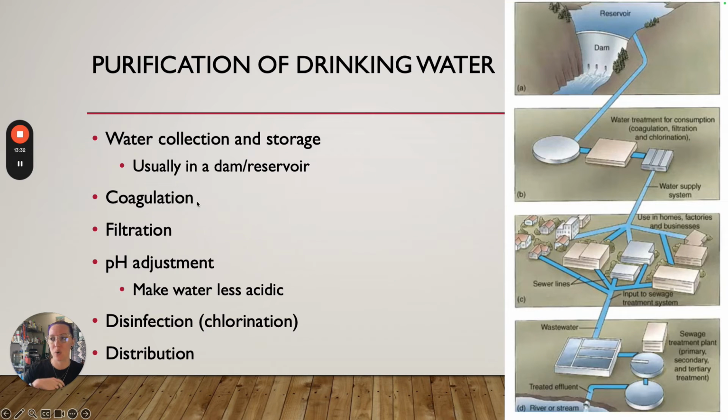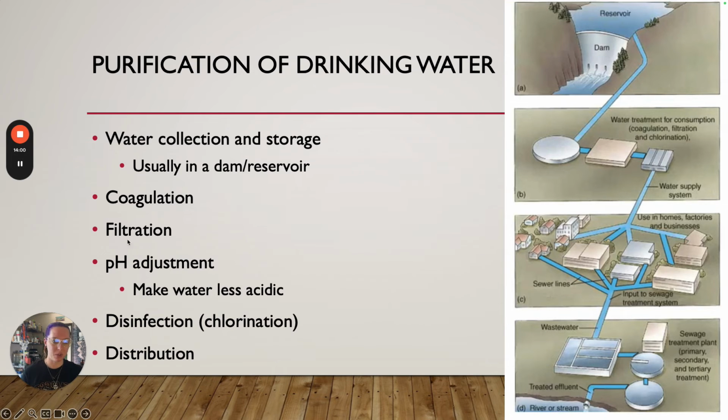Then you have the coagulation of the water and filtration. Then oftentimes you'll have a pH adjustment. So you want to make the water less acidic. And then, of course, disinfection, meaning generally chlorination, and then, of course, distribution. So here's just a very simplified schematic of the general purification of drinking water. So these aren't always the steps for everywhere. That's a big thing to consider.